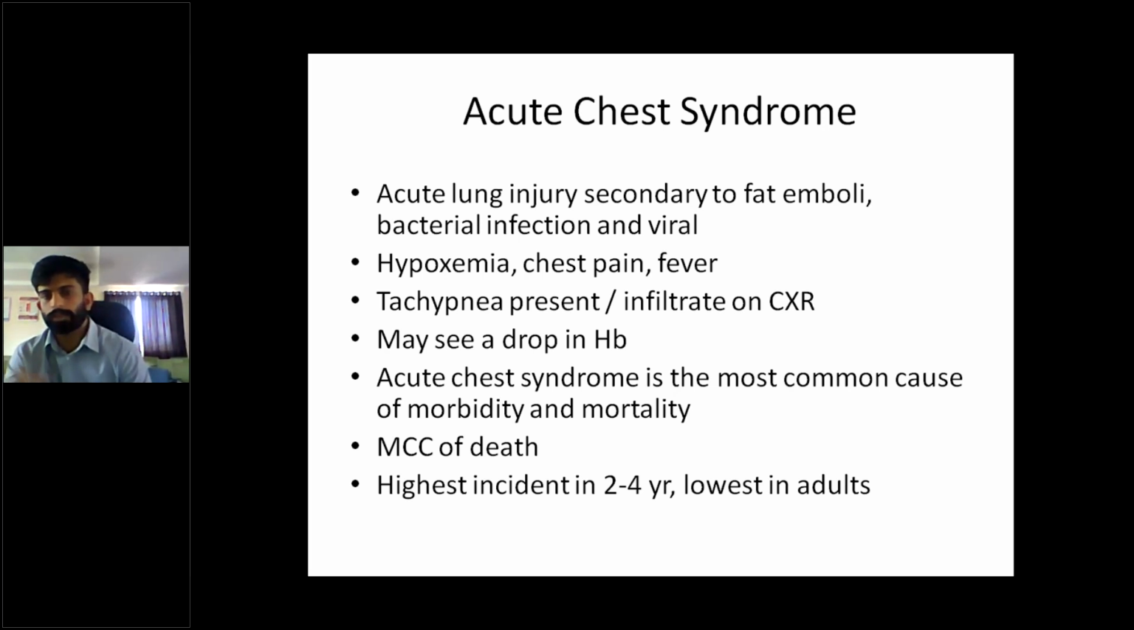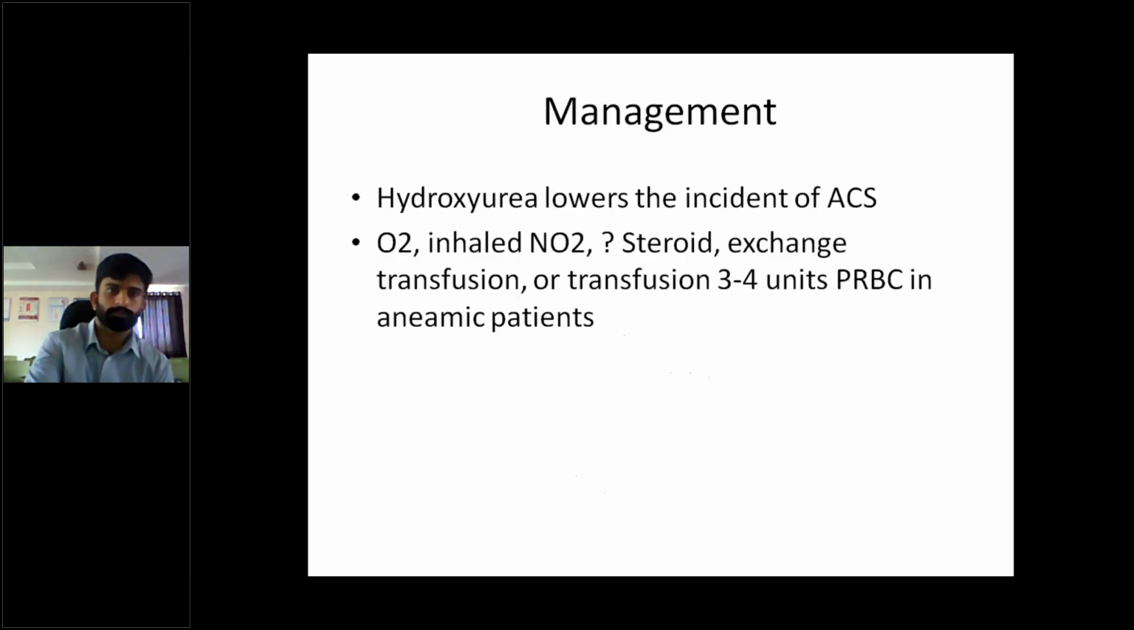Acute chest syndrome is the most common cause of morbidity and mortality. It is also the most common cause of death in sickle cell anemia. The highest incidence is seen in 2 to 4 years of age and lowest in adults. So children are usually affected with this acute chest syndrome.